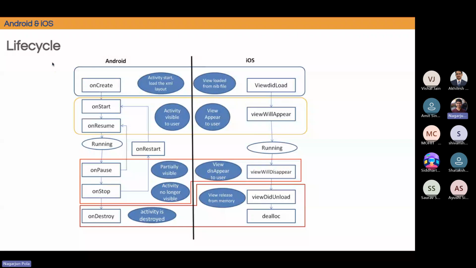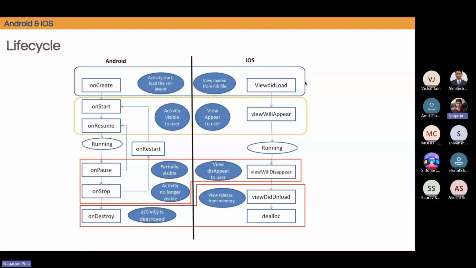So every time an activity is created by the application, when you first launch an application, it first runs onCreate. That means it is creating the layout for that particular activity or the screen. Similarly, in iOS, it will invoke viewDidLoad. And then it runs onStart and onResume. So before it is displayed to the user, it would have run onCreate, onStart, and onResume in Android. And in iOS, it would have run viewDidLoad and viewWillAppear.